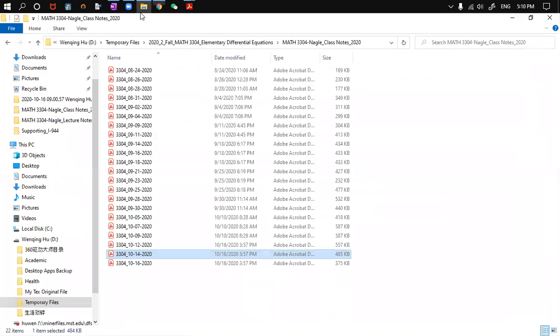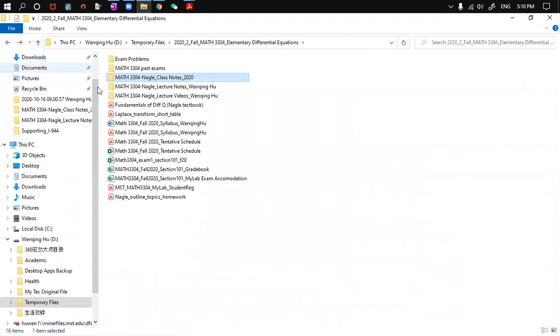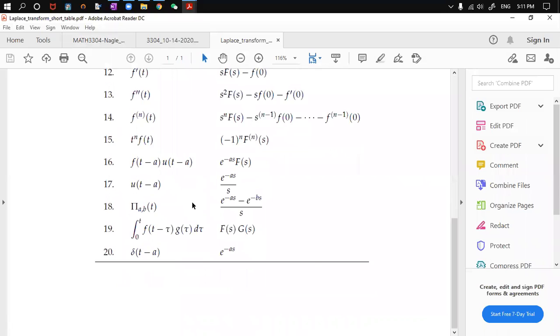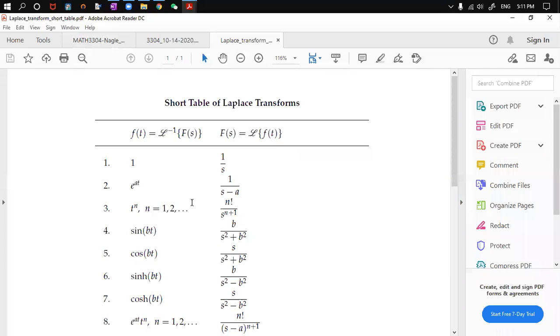Let me show you my table here, which is exactly the same as this table. Here, the Laplace transform short table. This is the table that will be attached to your exam paper starting from the next exam.